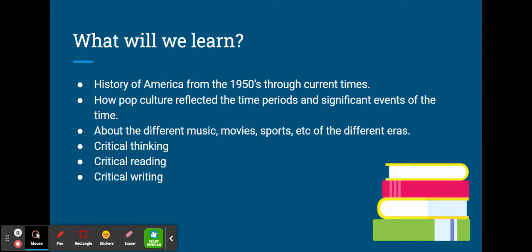of the different eras. And we will continue to practice and hone our critical thinking, critical reading, and critical writing skills. Some required materials: something to write with, which I will provide if students do not have it, a Chromebook and their charger, something to write on occasionally, which I also provide if students do not have, and a folder or a binder to keep their materials organized, something else that I can provide if students do not have access to it.